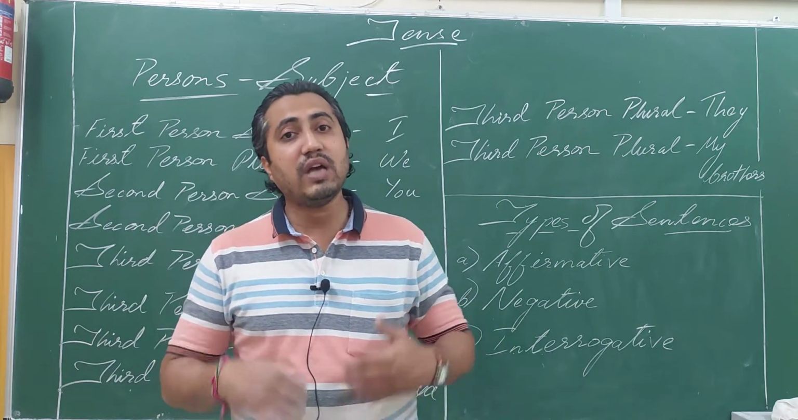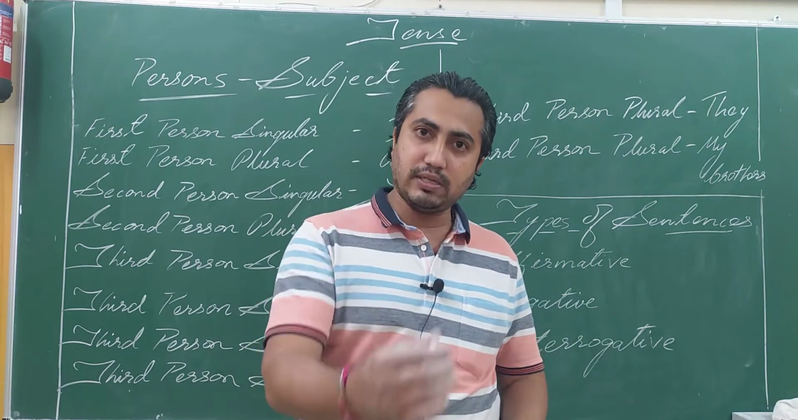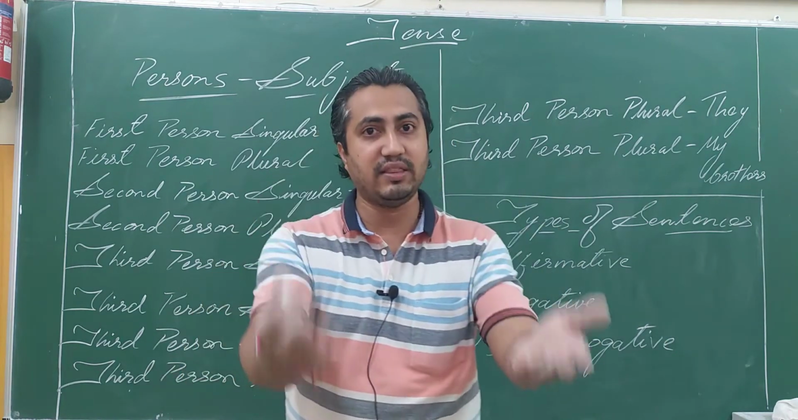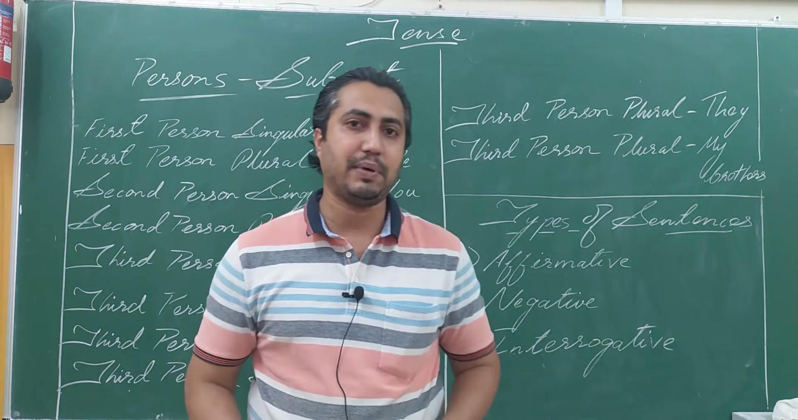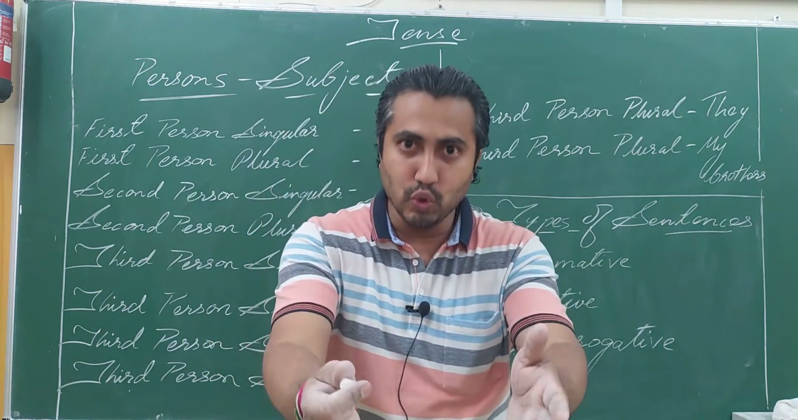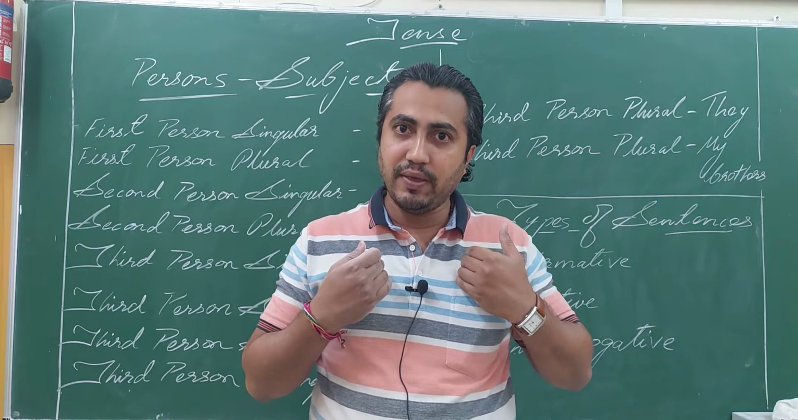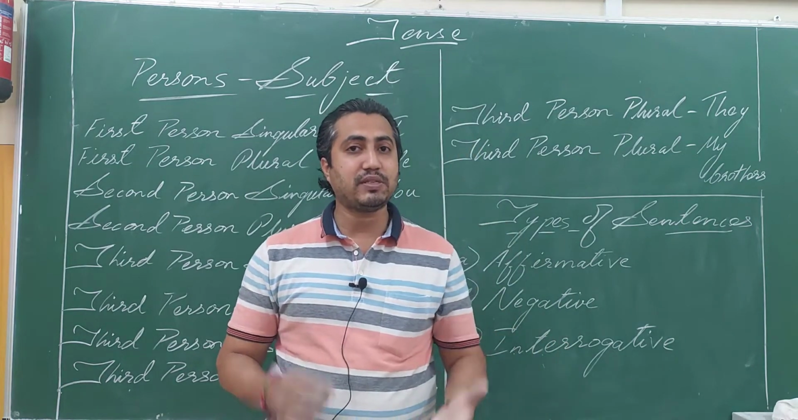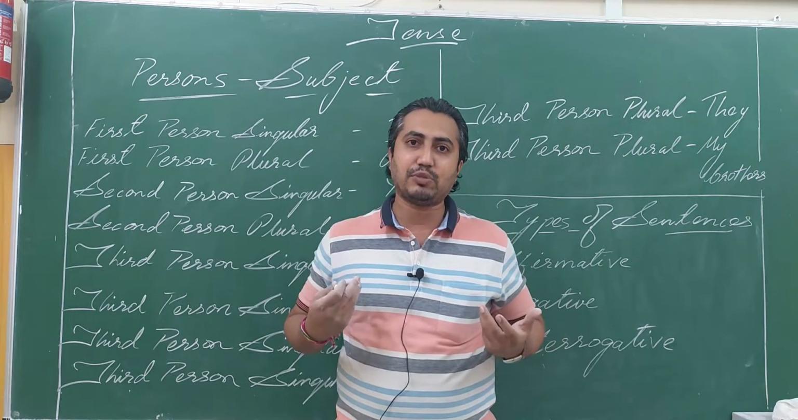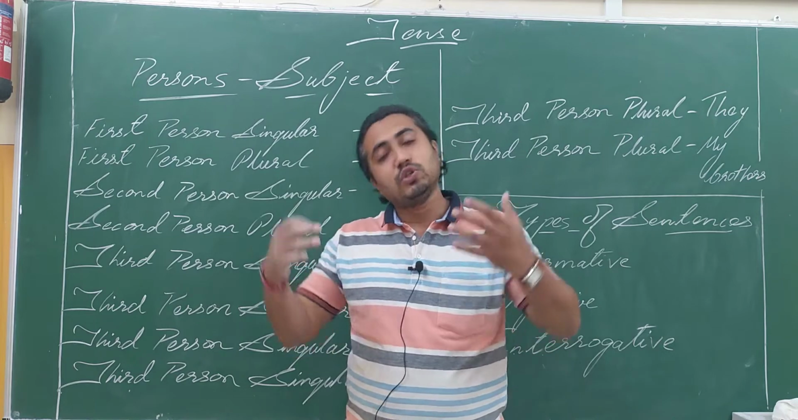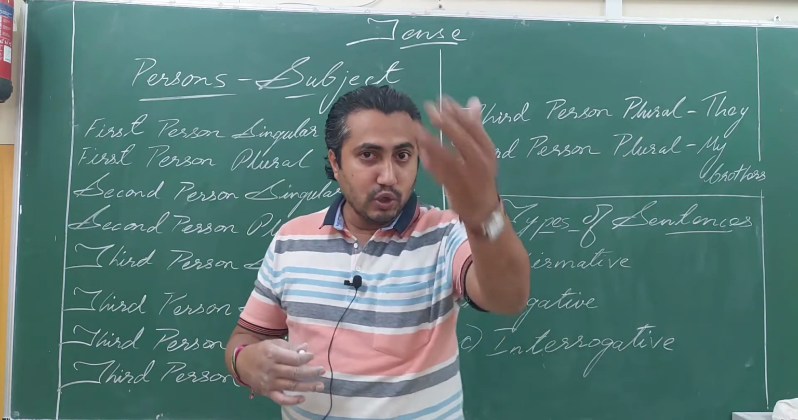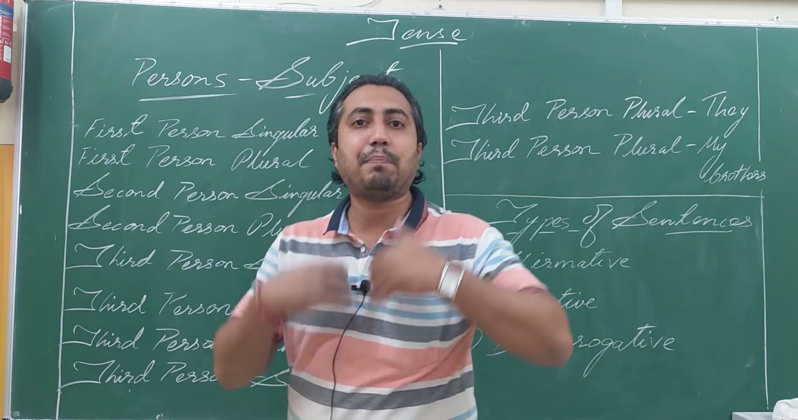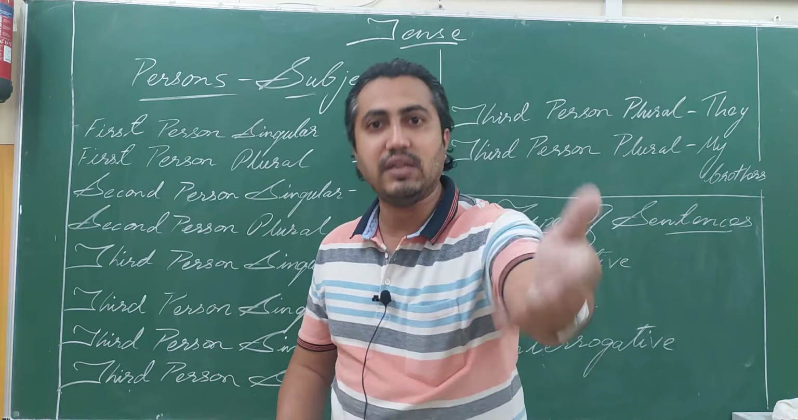Now who is the second person? The second person is the person to whom I am speaking, to whom I am telling the sentence, or to whom we are telling the sentence. That person is the second person. If I am speaking to you, I am the first person and you are the second person. Who is the first person? The speaker. If I am speaking alone, I am the first person. If many people are speaking something, we all are the first person. If I am speaking to you, you are the second person. So the first person is the speaker and the second person is the person to whom the first person is telling something.